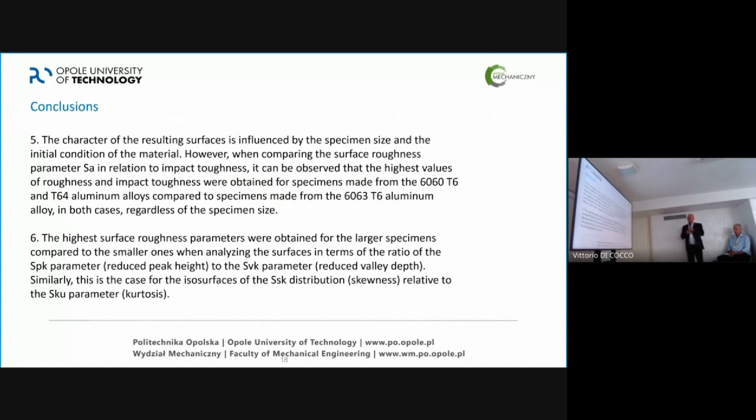When analyzing the surface in terms of the relative SPT parameters, the reduced peak height and the next parameter, reduced valley depth, similarly indicate the distribution of sharpness relative to the asperities. So this is all I would like to say about our presentation.